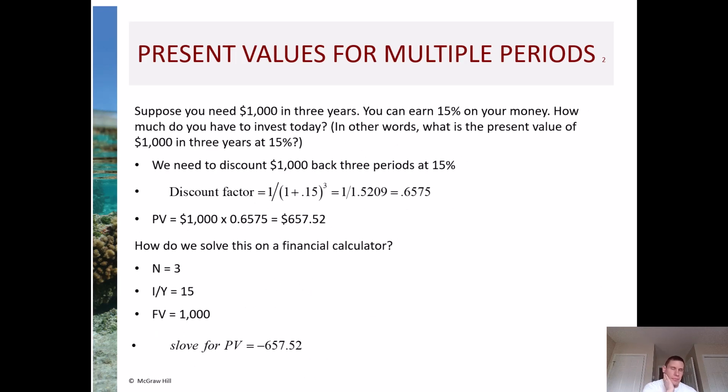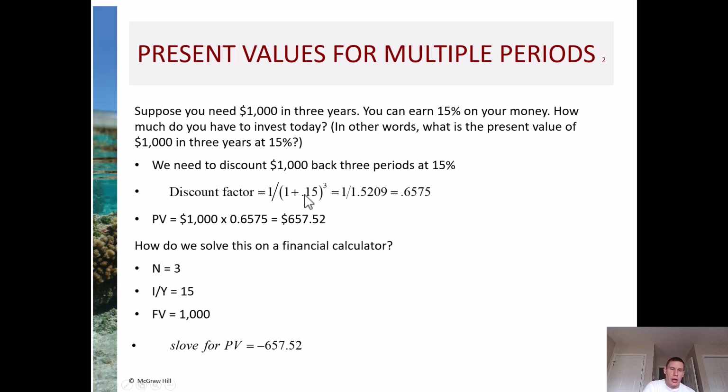So let's look at an example. So let's say that you need $1,000 in 3 years' time. So you can earn 15% on your money. How much do you have to invest today? In other words, what is the present value of 1,000 in 3 years' time at 15%? So we need to discount 1,000 back 3 periods at 15%. So think about 1,000 in the future, back 1 year, back 2 years, back 3 years, that's today.